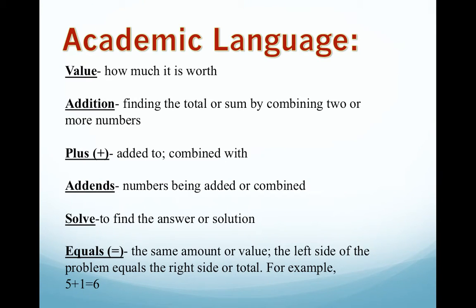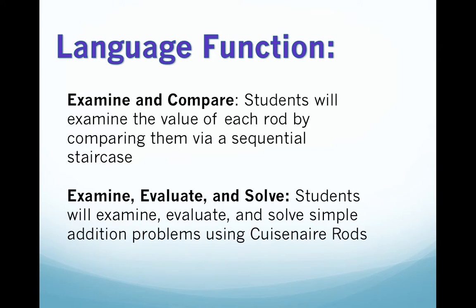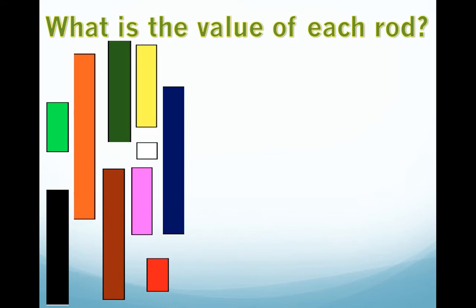The following is a list of academic language covered in this lesson. This list includes value, addition, plus, addends, solve, and equals. Students will study and use the academic language by examining and comparing the value of each rod through a sequential staircase. Students will also examine, evaluate, and solve simple addition problems by using the rods.